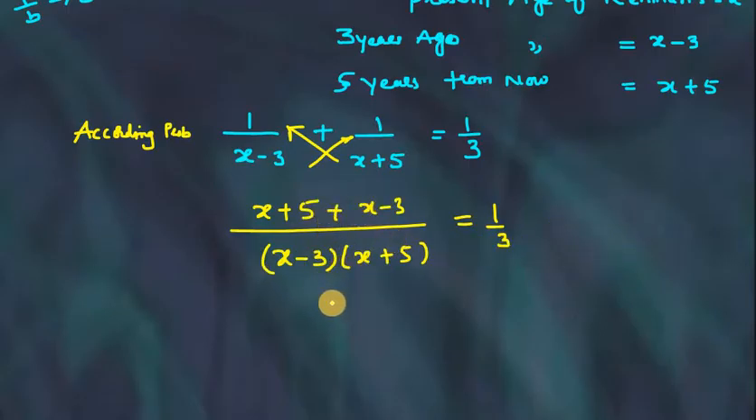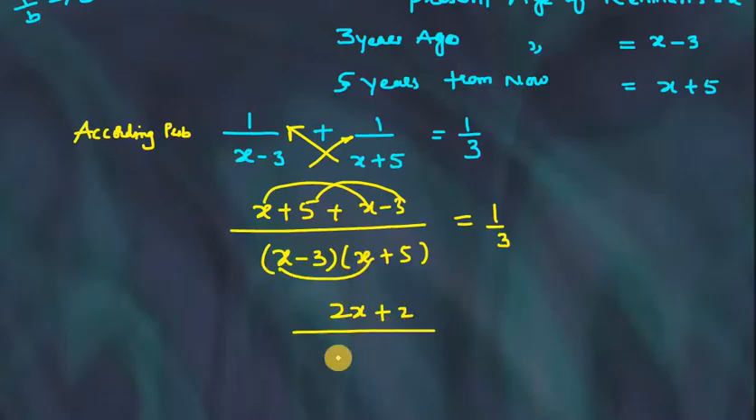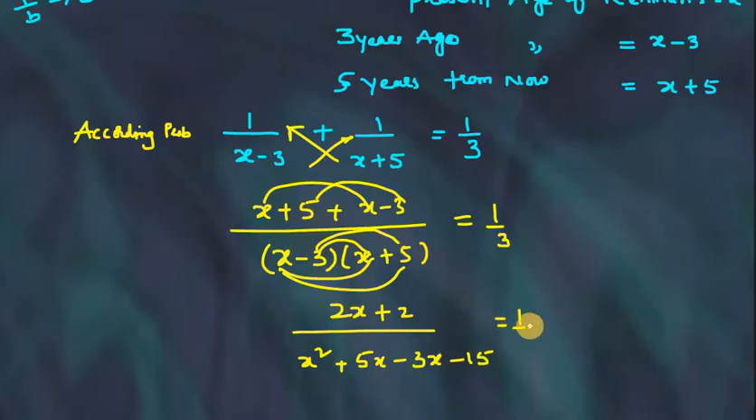So here I write 2x, and adding the constants I get plus 2. By multiplication on the denominator: x into x, x square; x with 5, 5x; minus 3 with x, minus 3x; minus 3 with plus 5, that is minus 15; equal to 1 by 3.